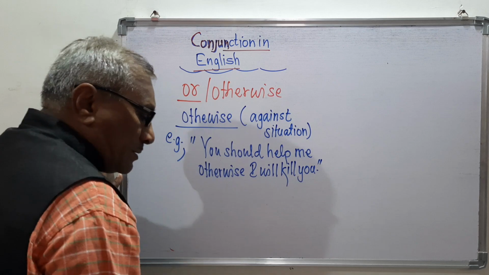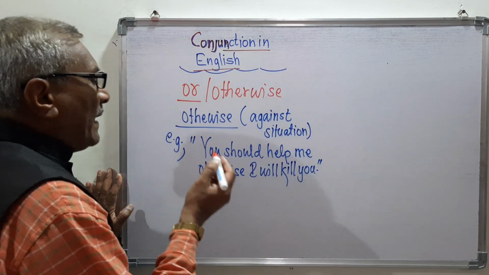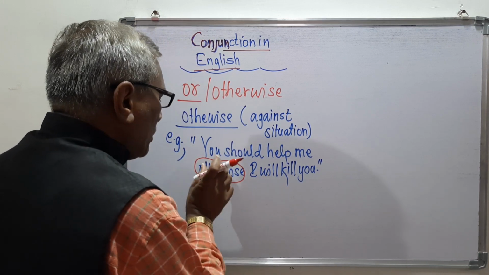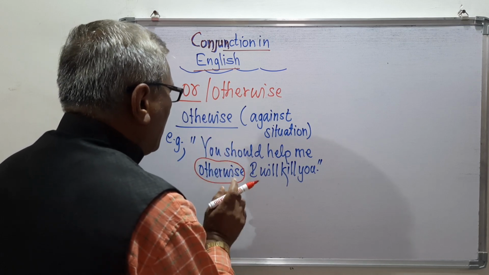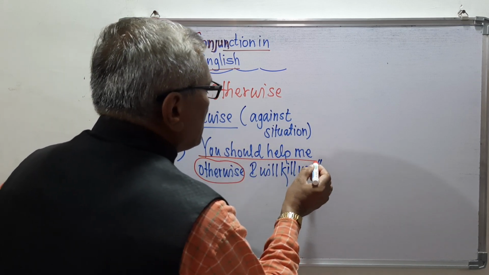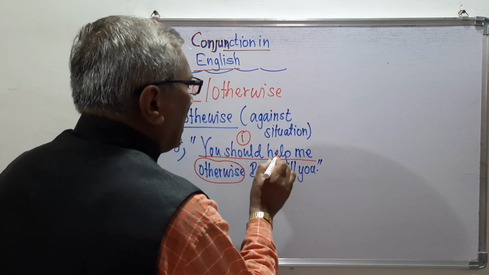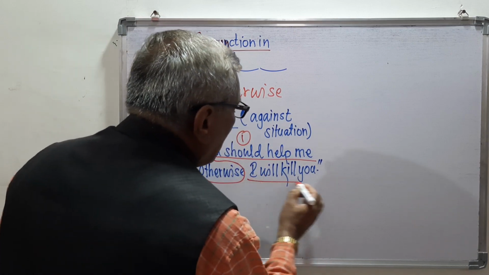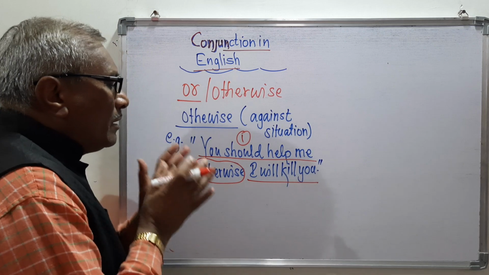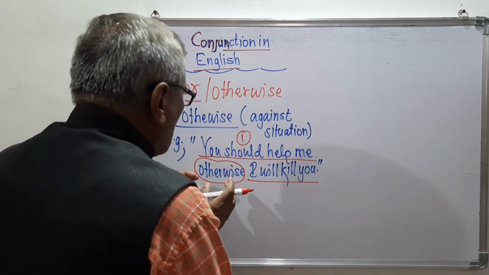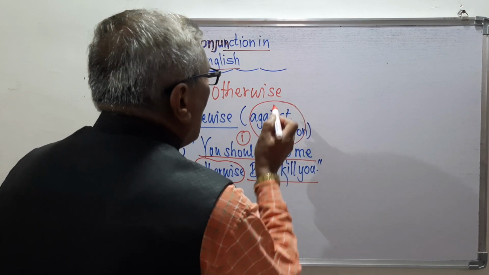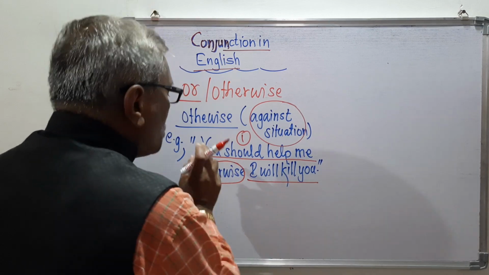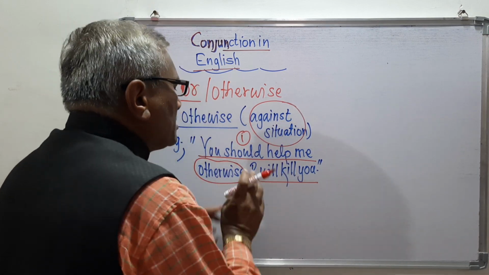So remember, what is the meaning here? The meaning is very clear, that otherwise is the conjunction, and this otherwise conjunction has joined here the two sentences. The first sentence is, you should help me. And the second sentence is, I will kill you. So remember here, this otherwise is showing the against situation, opposite situation, and that opposite situation is that you should help me, otherwise I will kill you.